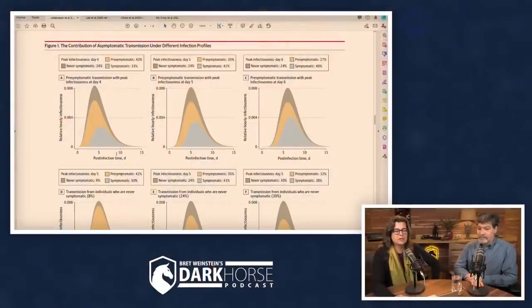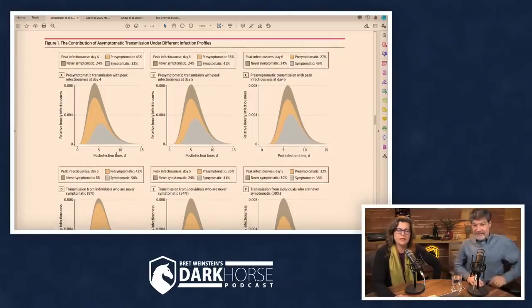Okay, so their results are holding the day of... actually here, I'm going to show this figure in a minute when I find it, Zach. Okay, here we go. Zach, if you can show my screen. So this is figure 1. It seems super mathy and very confusing. It looks very sciencey, yes. Yeah. So figure 1, the contribution of asymptomatic transmission under different infection profiles.